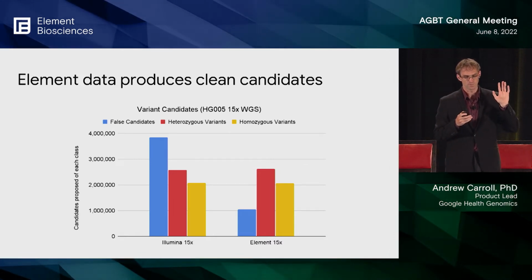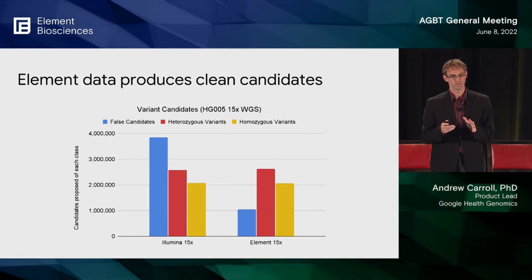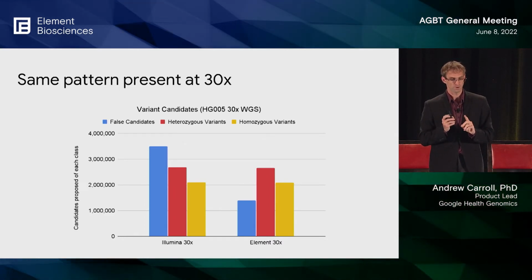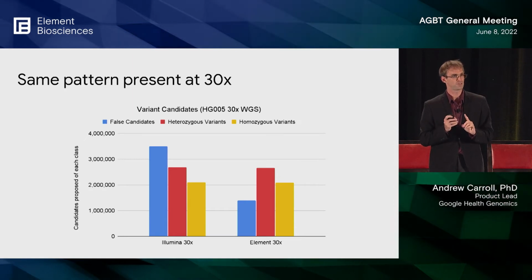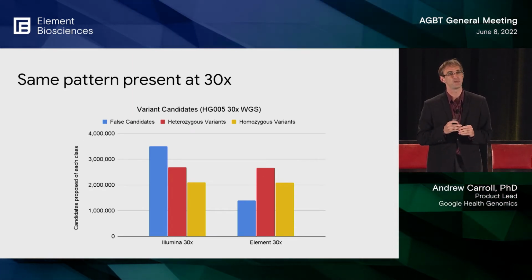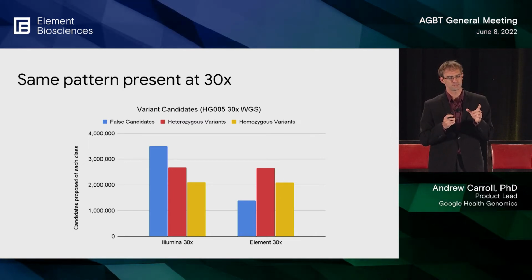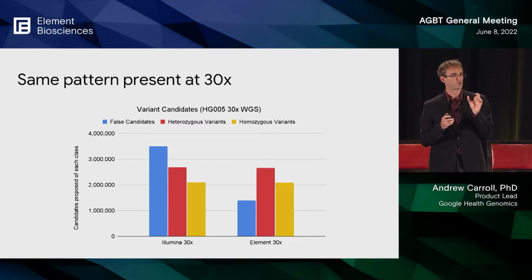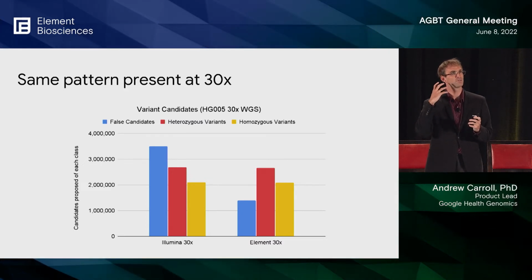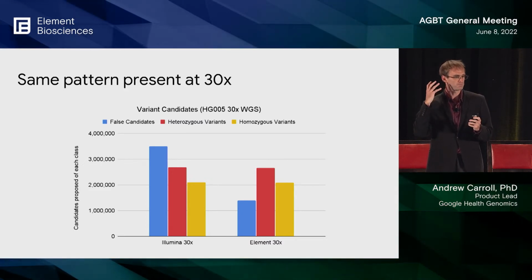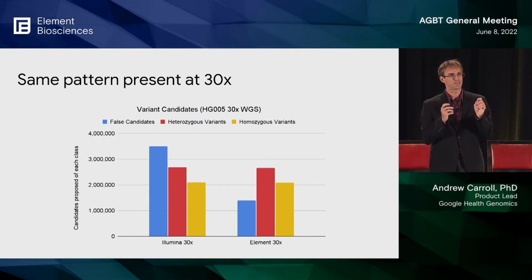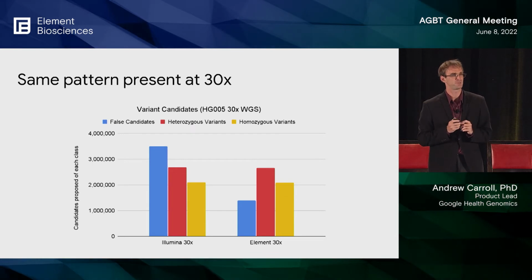And we don't see that same phenomenon in 15x for the Element data. And interestingly, when we go to 30-fold coverage, we also see a reduced observation of the phenomenon, but we do see the same phenomenon. What this indicates is that there is some additional cleanness or noise reduction that is not as apparent after you've gone to full high coverage human genome sequencing and then called with a neural network. But there's something in the underlying data which does actually appear to have an advantage.